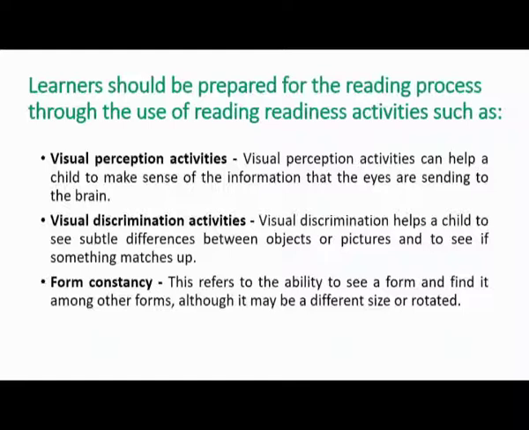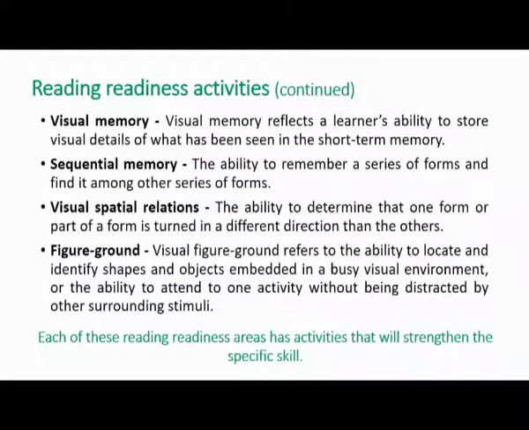Then it's important that learners are prepared for the reading process through reading readiness activities. There are quite a few reading readiness activities, such as visual perception, visual discrimination, form constancy, visual memory, sequential memory, visual spatial relations, and figure ground. So it's important that you are able to list the different reading readiness activities, but also to define or describe each one. You'll note that under each one, there are specific activities that can be done to improve that area. So you also need to focus on which activities can be done in a classroom.